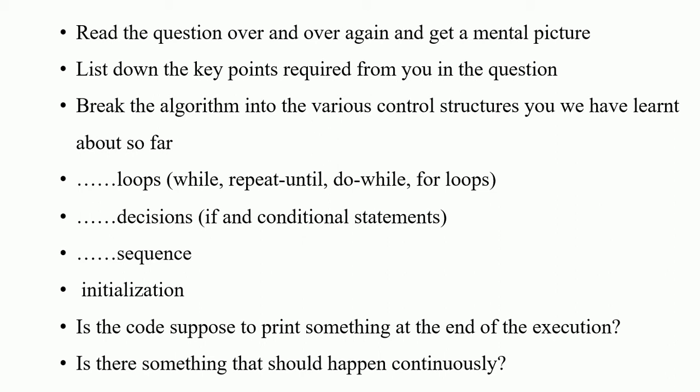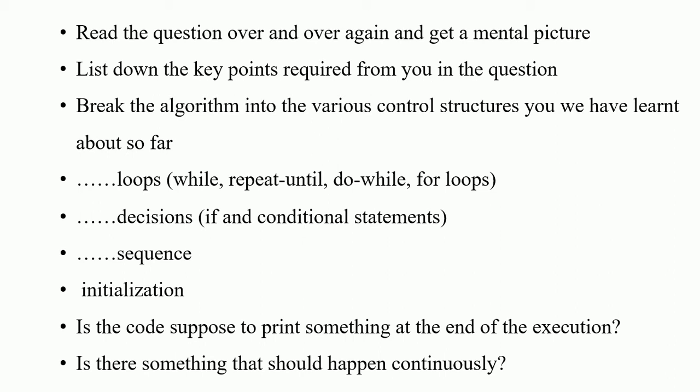And then now, is the code supposed to print something at the end of the execution? If the code is supposed to print something and that thing is supposed to be in a variable, then that variable should not be declared inside the loop. The variable should be declared before the loop so that at the end of the loop, I will have access to that variable. Anyways, people have different ways of doing it, so let's proceed.